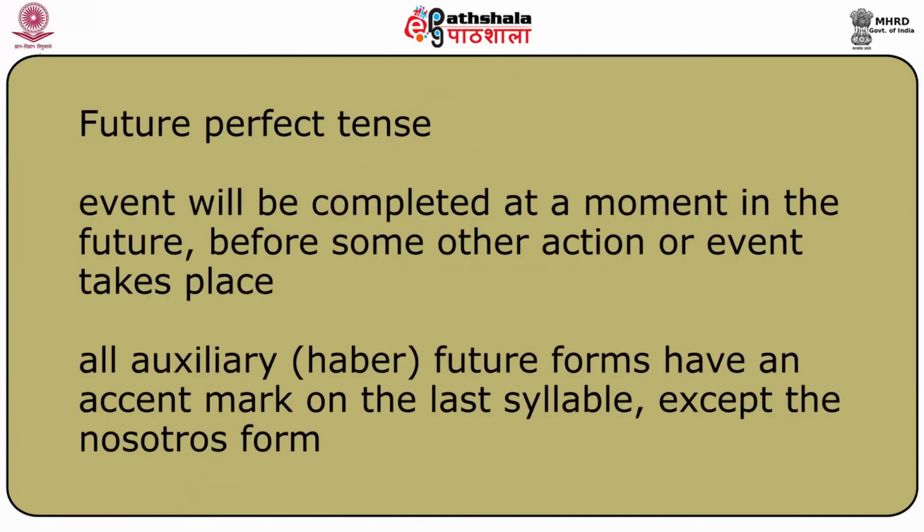The future perfect tense describes an action or event that will be completed at a moment in the future before some other action or event takes place. When we talk about English grammar, just like other compound tenses, the future perfect tense consists of two things: an auxiliary verb and a past participle. And the same happens in Spanish also.